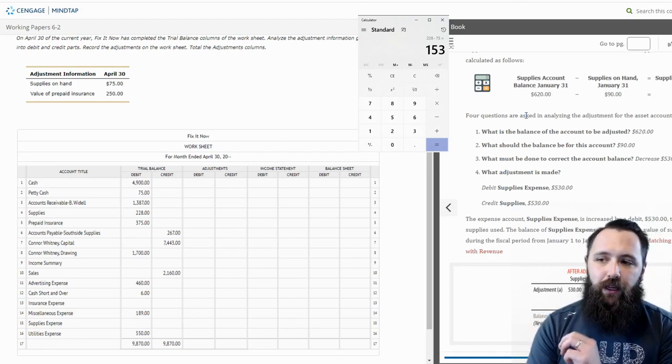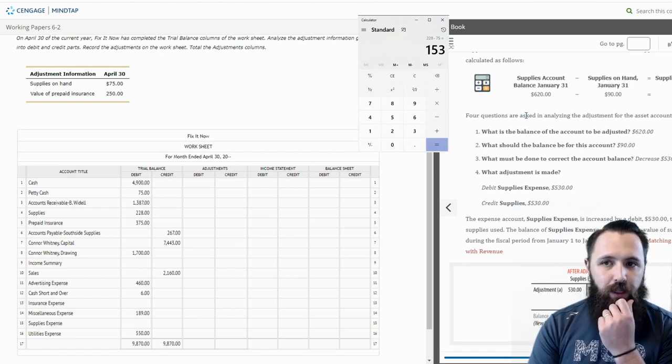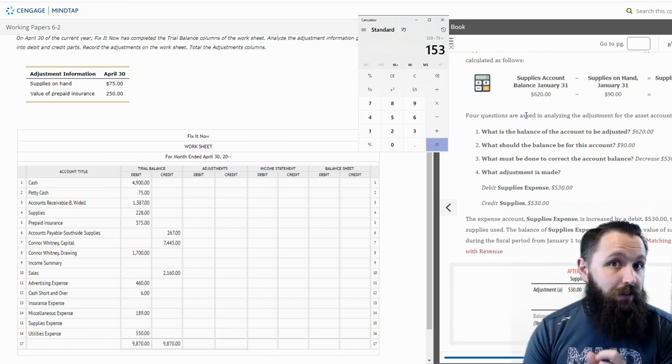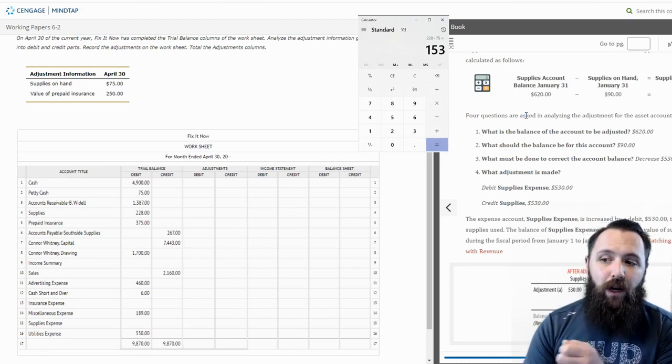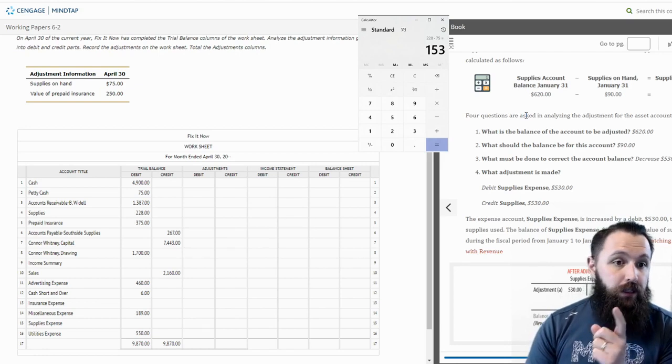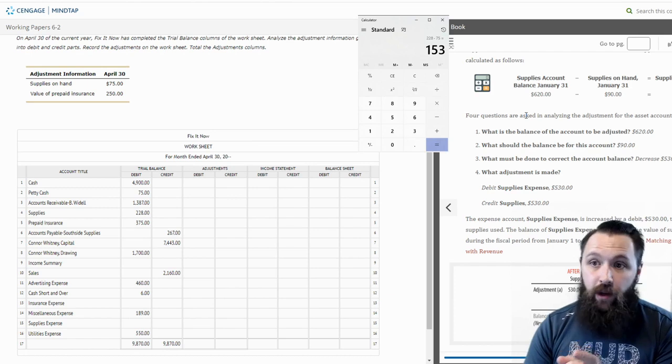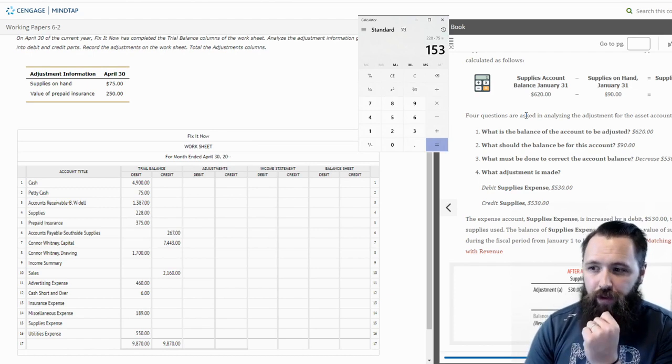Let's look at the questions on the right and see if we can answer some of them. What is the balance of the account to be adjusted? The balance of the account to be adjusted is 228. What should the balance be for this account? The balance should be $75 because that's what we have on hand right now. What must be done to correct the account balance? We need to decrease our supply account by 153. That's what we just figured out.